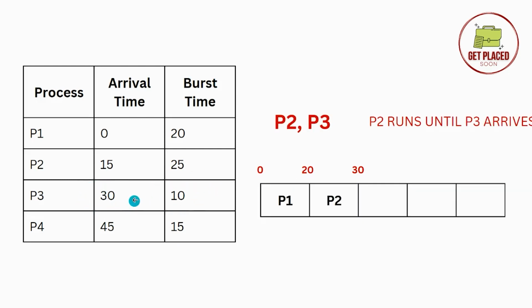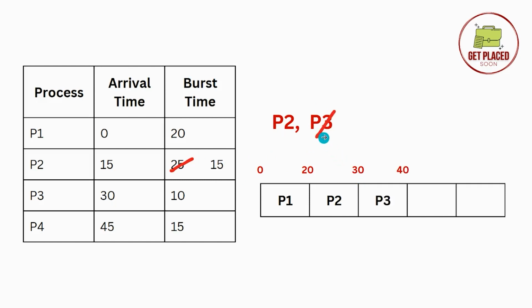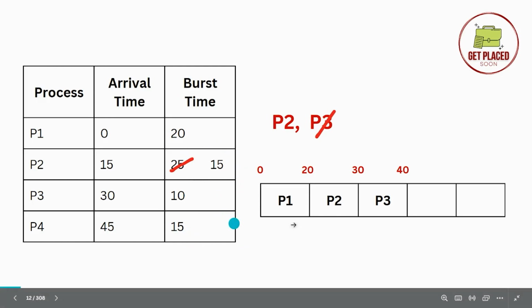P3 arrives at 30. So from 20 to 30, only 10 units of time, P2 will be executing. So 15 units of P2 are still remaining and waiting in the ready queue. P3 arrived at point 30, so we will execute P3. P3 will be executed for its burst time of 10 units. 30 plus 10 is equal to 40, and P3 will be completed. So we are left with 15 units of P2, and P4 is not yet arrived.